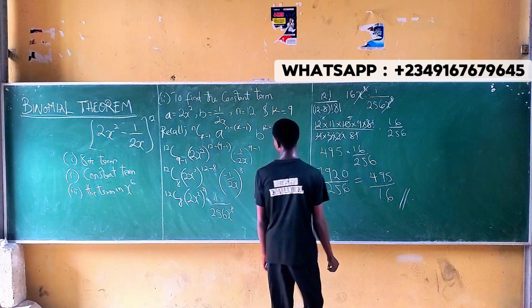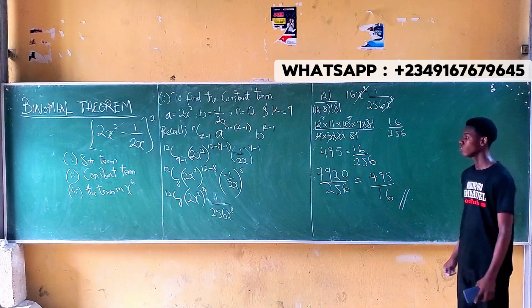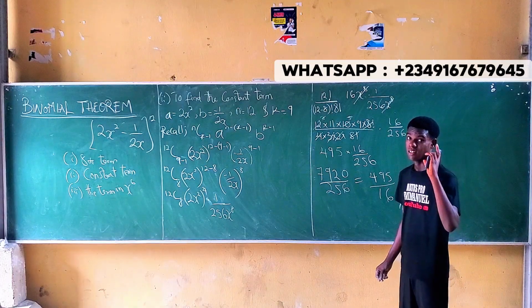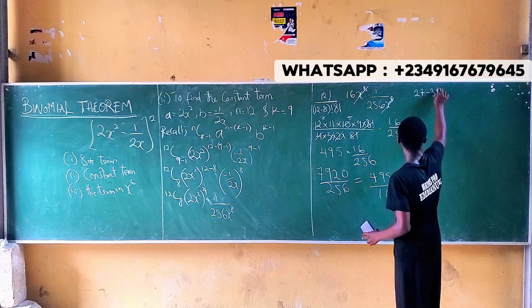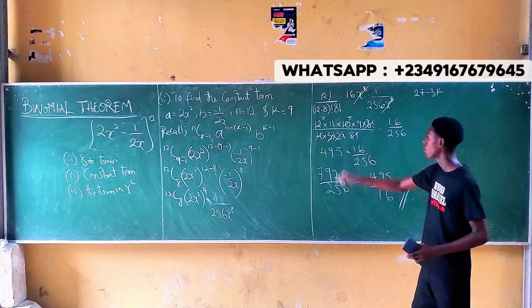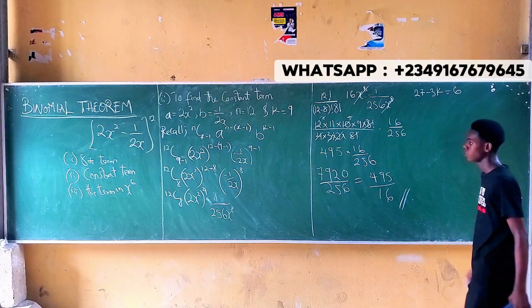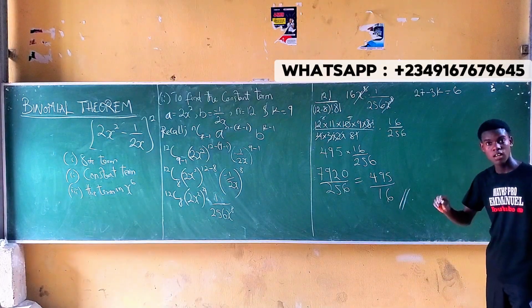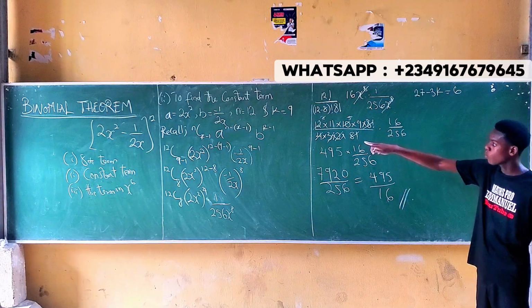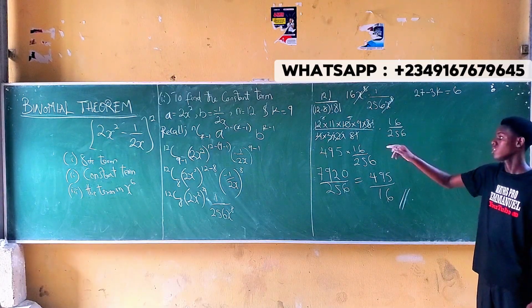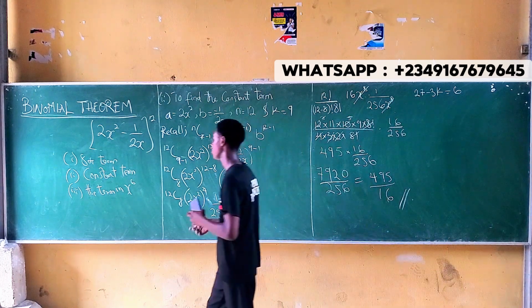Now finally, the third is the term in x raised to the power of 6. Remember earlier, after getting that 27 minus 3k, that was the index of x. Now I equate this to 6. When I equate it to 6, I'll get the special value for k. After getting the value of k, I'll put it inside this formula again to get the term in x raised to the power of 6. Let's get that very, very fast.